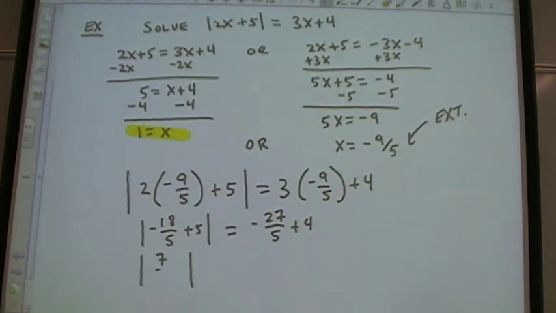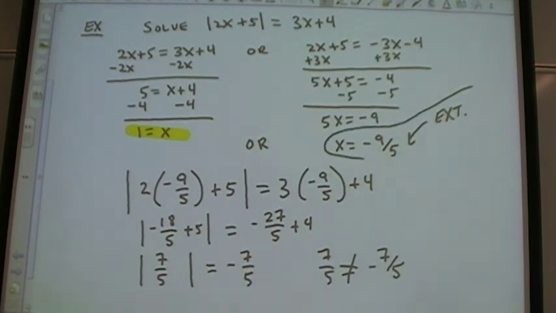The absolute value of 7/5. And what does the right side simplify to? If 5 is my common denominator? Negative 7/5. And the absolute value of 7/5 is 7/5, which does not equal negative 7/5. That is why this is extraneous. It's because we made the other side a negative number and the absolute value is already positive.